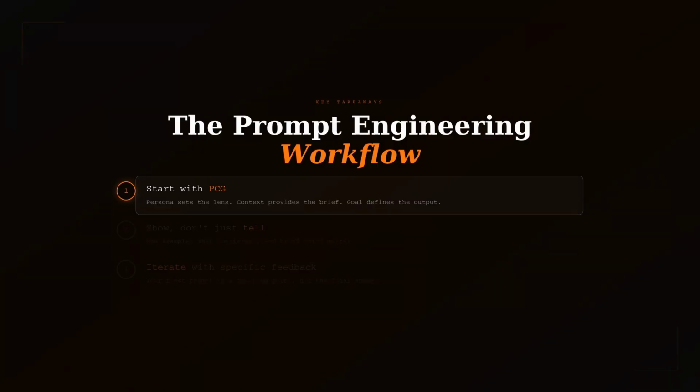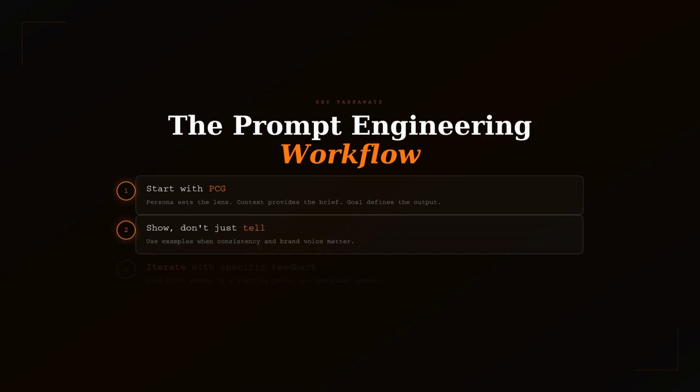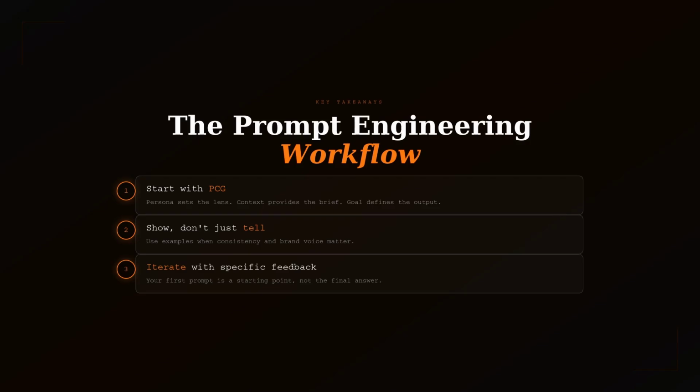So here's the workflow. Start every prompt with PCG: persona, context, goal. That alone puts you ahead of most people. When consistency matters, show the AI what you want with examples. And always iterate. Your first prompt is a starting point, not the final answer. Specific feedback, not vague feedback.